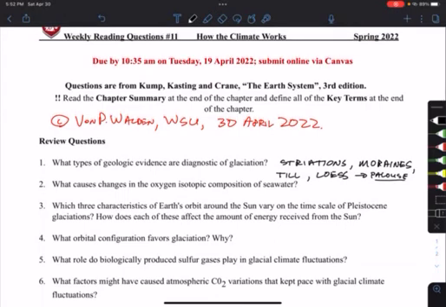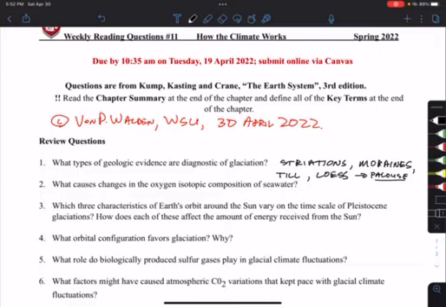What causes the change in the oxygen isotope composition of seawater? The primary cause is the amount of water in the ocean. During glacial times, water is transferred from the oceans to continental ice sheets. As it gets colder, ice sheets are able to form in the northern regions or at the poles. As you build up this ice volume in continental ice sheets, the sea level goes down, and the heavier isotopes are left behind during that evaporation process.